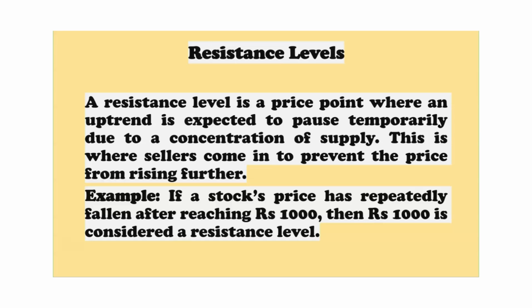For example, if a stock price has repeatedly fallen after reaching 1000, then rupees 1000 is considered a resistance level. If it repeatedly goes there and is not able to go up further, we can say that it is creating a great resistance to the price.